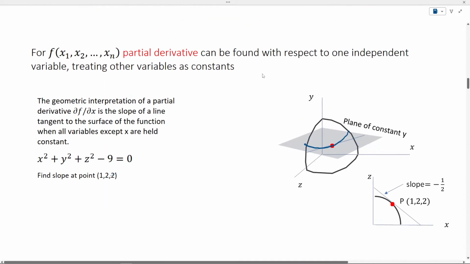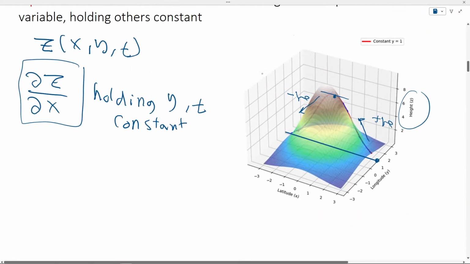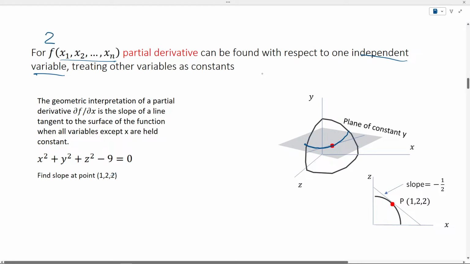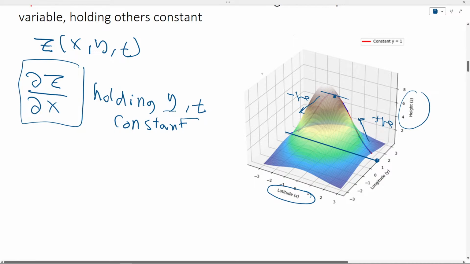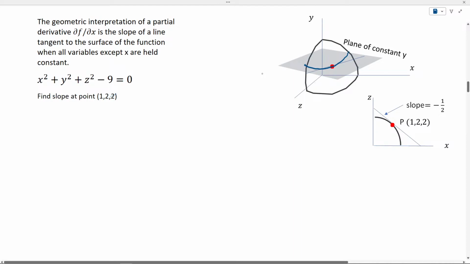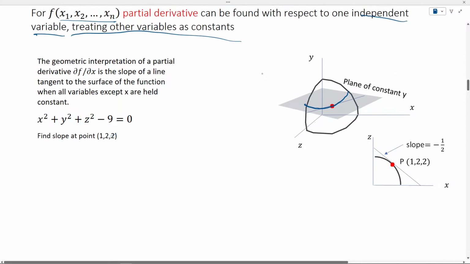Let's see another example, or let me explain this again, just repeat it with an example. For a function f of multiple variables, a partial derivative can be found with respect to one independent variable. We did it here with respect to x. I found z with respect to x, treating all other variables as constant. I treated y and t as constant. For example, here it would be a kind of geometric interpretation, if you want to look at this. So I'm giving you here a function.